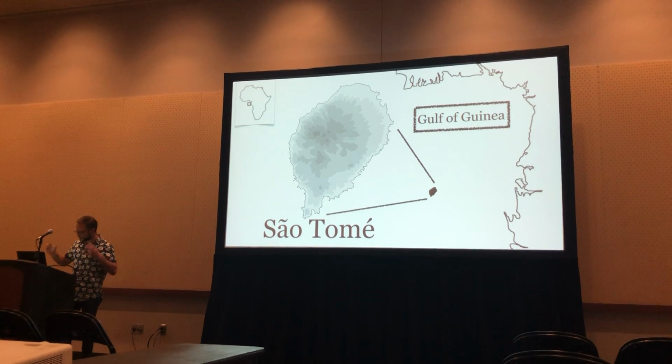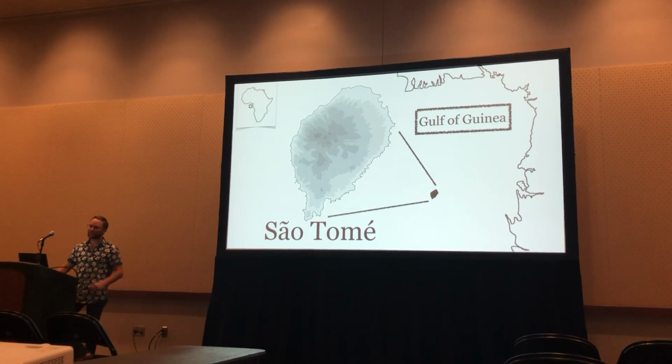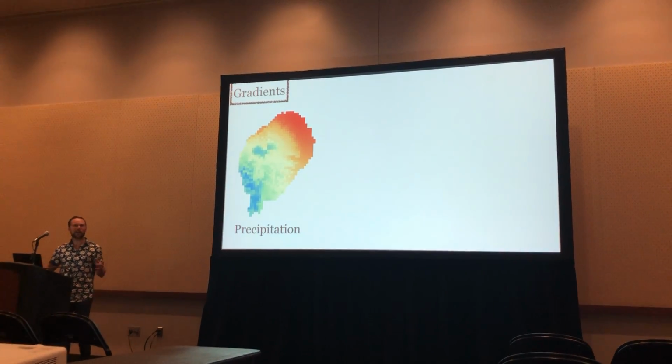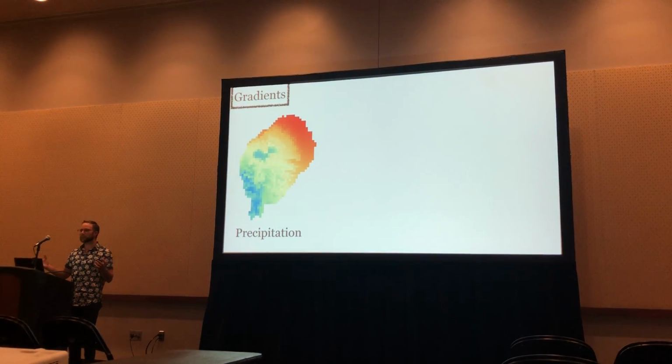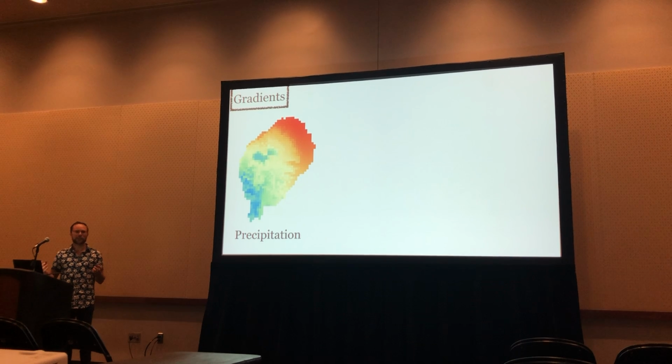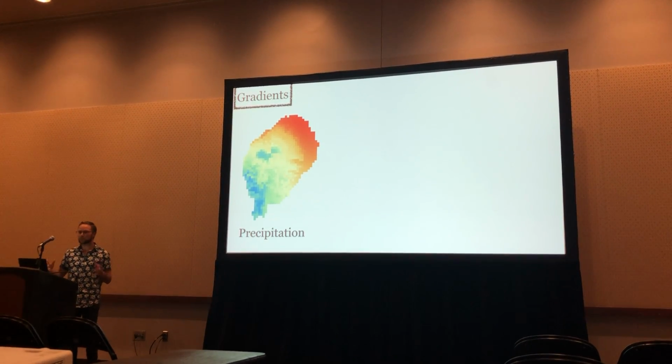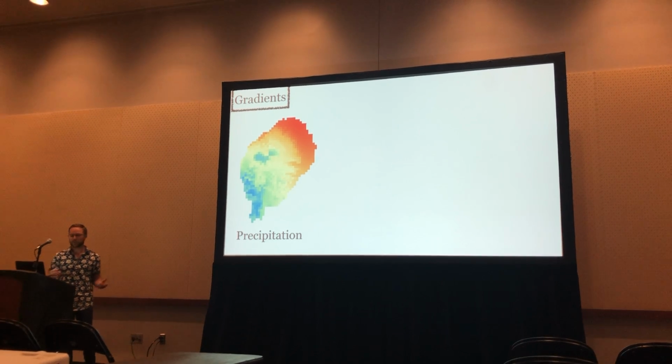So Sao Tome is a little bit smaller than the state of Rhode Island, but the reason it has a lot to offer is it's created a lot of different interesting patterns of diversification. The reason is that it's rather heterogeneous across the island. So small, but a lot of heterogeneity across the island.